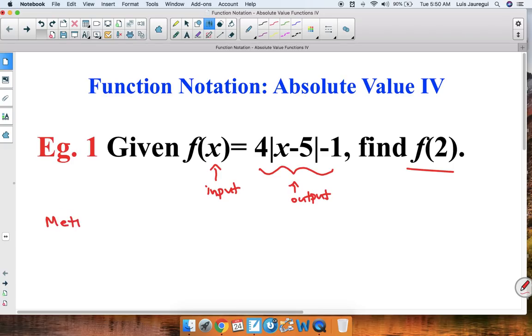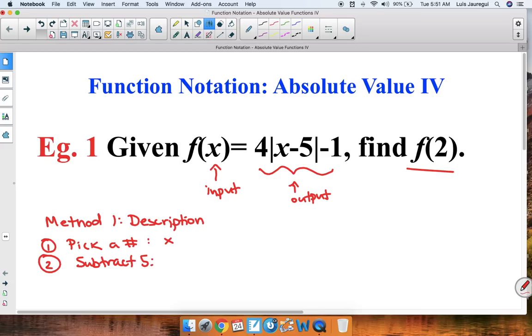So, method number 1 is based on the description. And what are we trying to describe? Well, we're describing how to generate the function f of x. So, the first step is to pick a number. That's your input, so let's call that number x. Now, notice that to that x, you're subtracting 5. So, that's our second step: subtract 5. And that's how we generate the expression x minus 5.